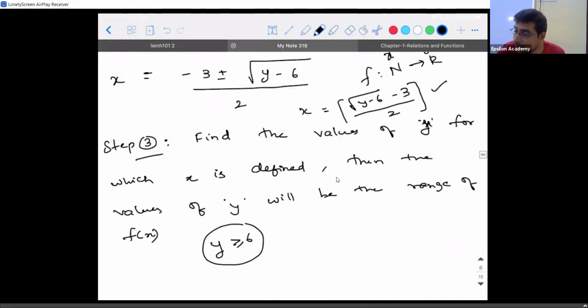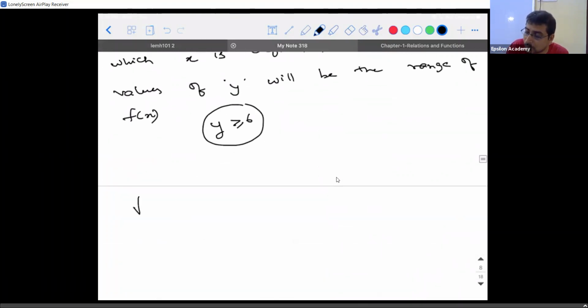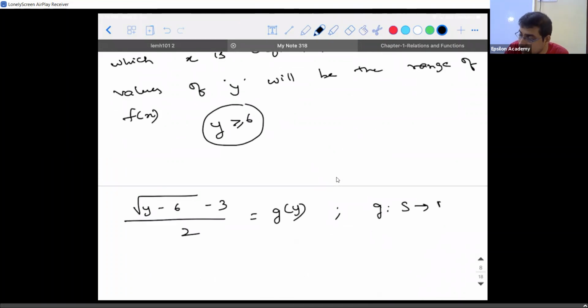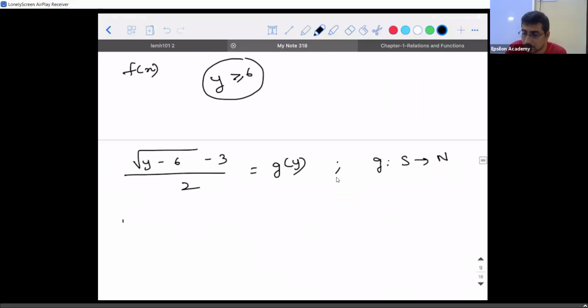So what I'm trying to say is, I'll call it g of y, such that g is a function mapped from where to where? From S to N, the set of natural numbers. The S set is y greater than or equal to 6. Okay, sir. So it is like this, 6 to infinity. That is the meaning. So I am finding g of f of x.